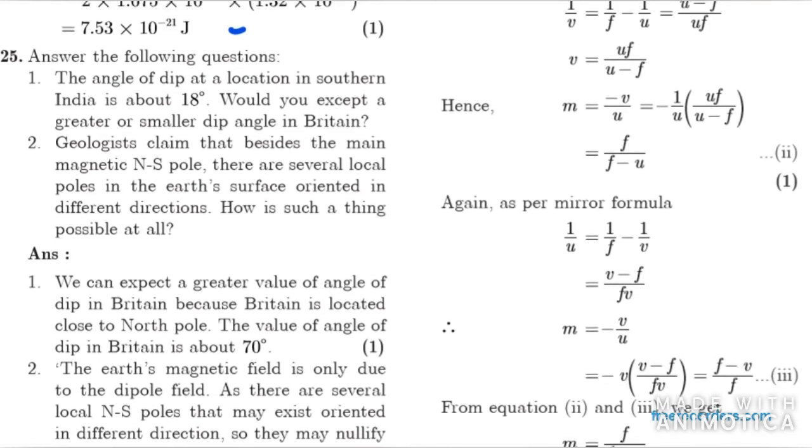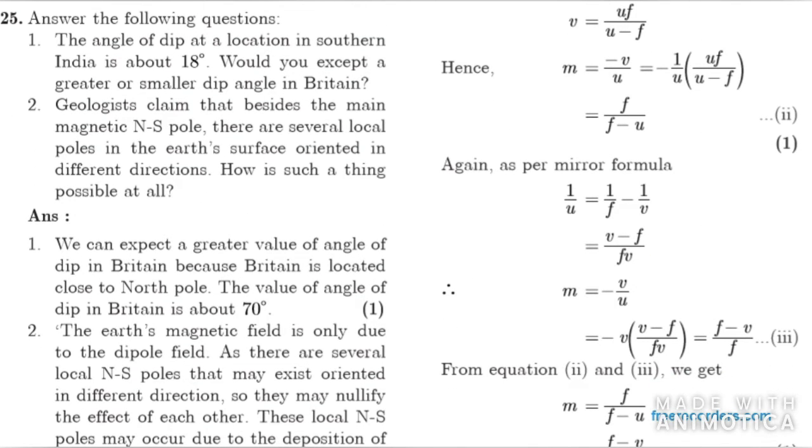Now moving on to the next, answer the following. Question number 1. The angle of dip at a location in southern India is about 18 degrees. What would you expect, a greater or smaller dip angle in Britain? In Britain we will get a greater value of angle of dip. Why? Because Britain is located very close to the North Pole. Therefore, the angle will be about 70 to 75 degrees in Britain. You don't need to mention the angle, but you can write that it will be greater than India because it is closer to the North Pole.